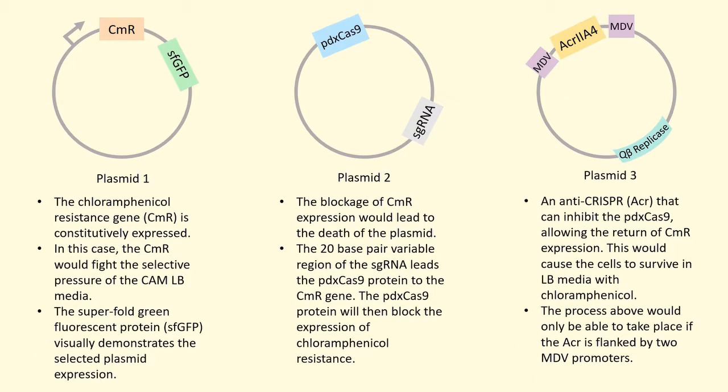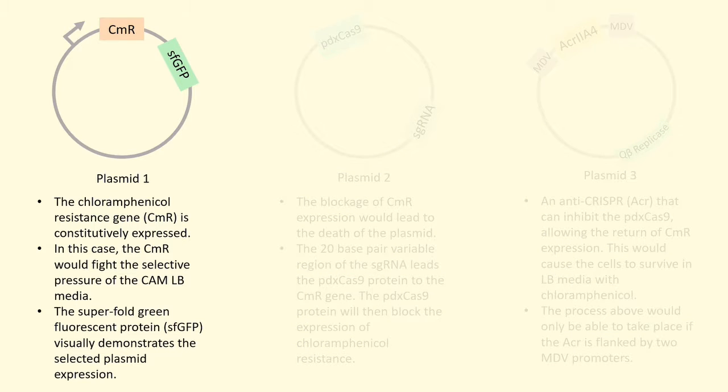As an introduction, there are 3 vectors used in this process. The first is comprised of the chloramphenicol resistance gene, CMR, and the superfold green fluorescent protein, SFGFP. The CMR is constitutively expressed, allowing the plasmid to defend itself from the selective pressure of the chloramphenicol, CAM, present in the LB media. By pairing expression of the SFGFP to the same constitutive promoter following CMR, fluorescence can visually represent the quantity of cells that have survived the pressure.